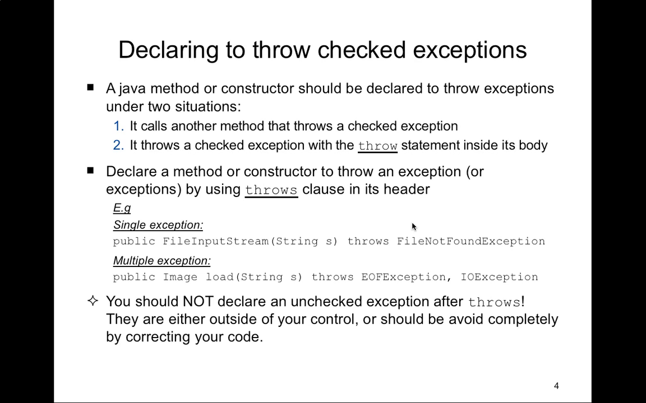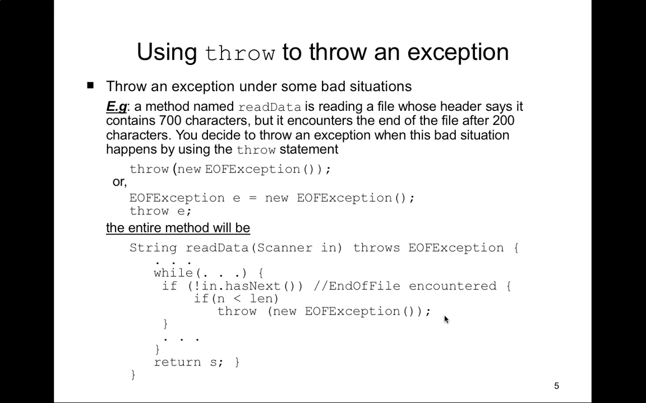You should not declare an unchecked exception after throws. They are either outside of your control or should be avoided completely by correcting your code. Once you've thrown, you shouldn't actually have to declare anything, because it's already being checked because of the throws that you've put on the method.